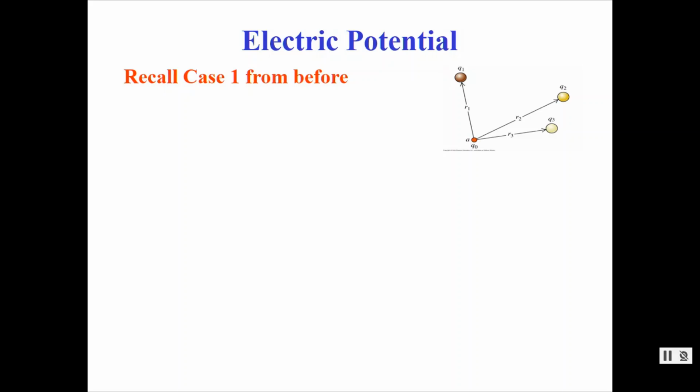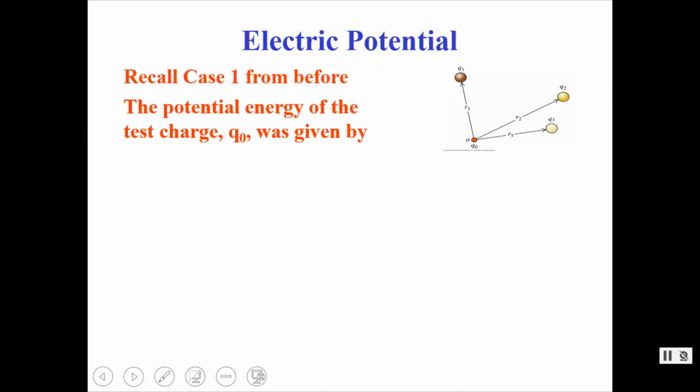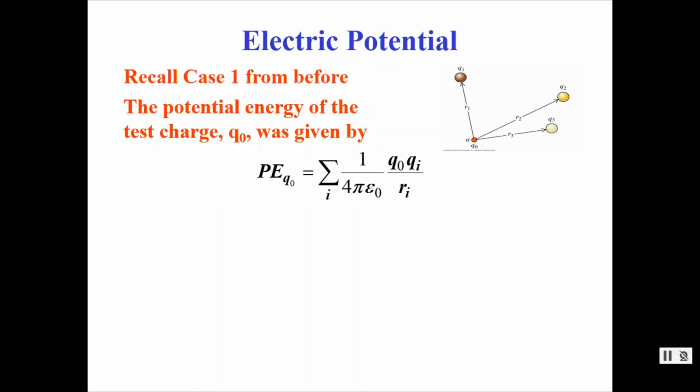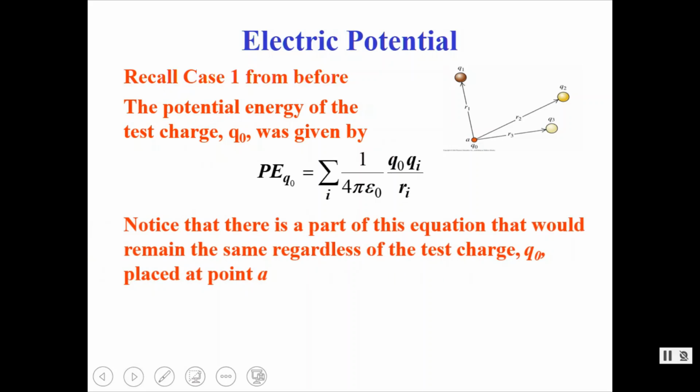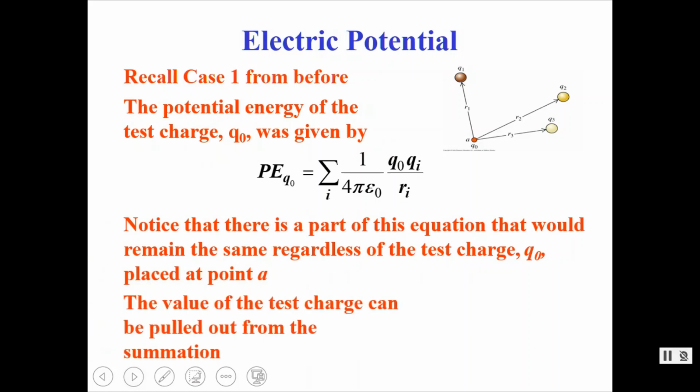So looking at the three charge case from when we were talking about potential energy, the potential energy of Q0 was given by this formula, where basically you found the potential energy between Q0 and each of those three charges and added them up. So no matter what you do, there's a part of this that stays the same, and that is the Qi over Ri.